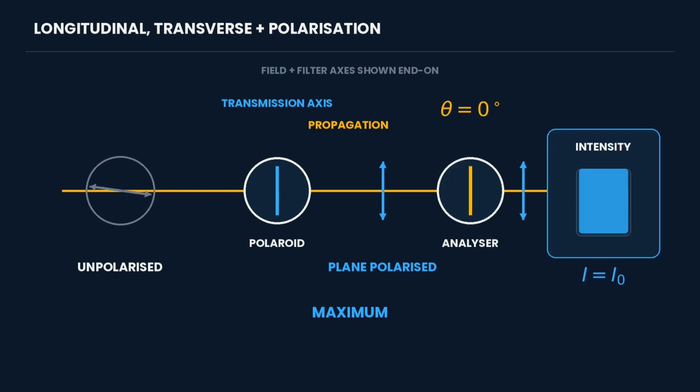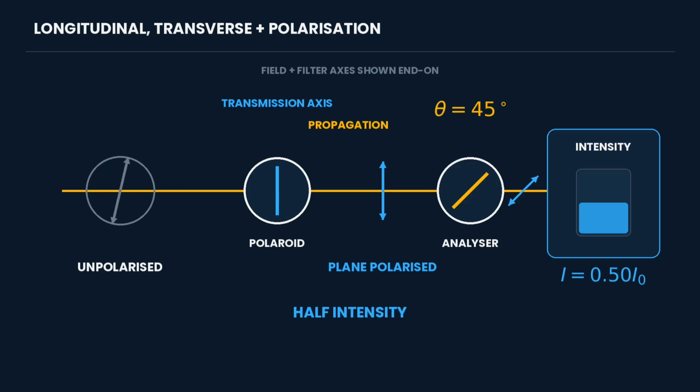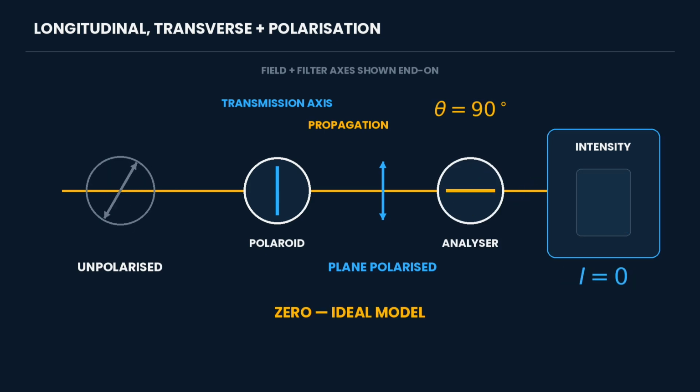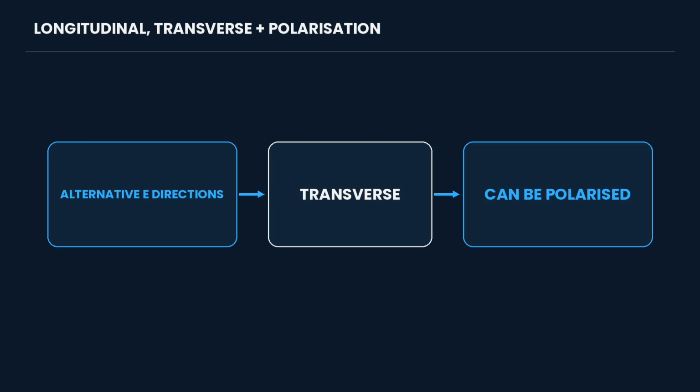Add a second filter as an analyzer. Parallel axis gives maximum transmission. Rotating it reduces the intensity. Crossed at 90 degrees, you get 0 in the ideal model. This filtering needs alternative directions across the ray, so only the transverse waves can be polarized. Sound in air is longitudinal, with every displacement along propagation, so it cannot.